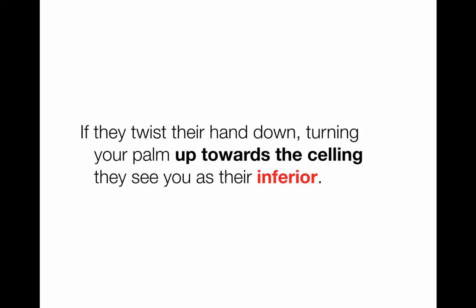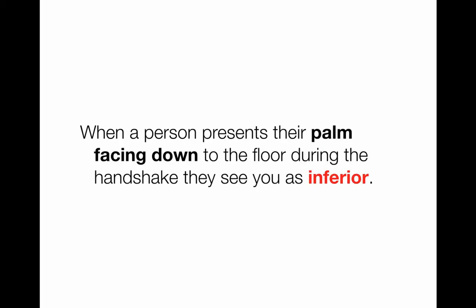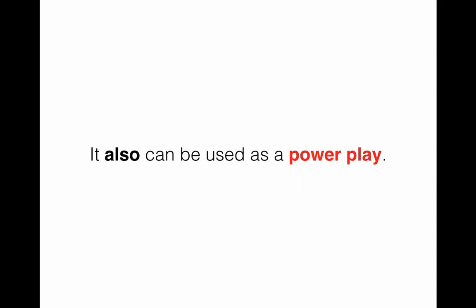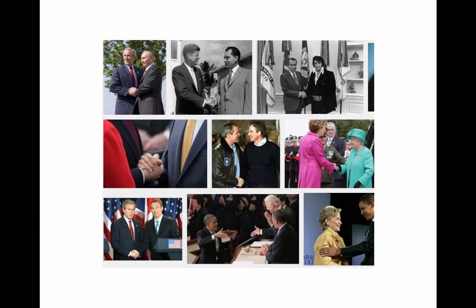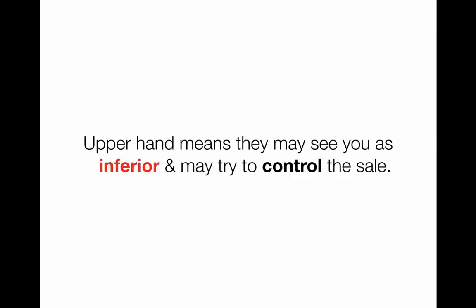If they twist their hand down, turning your palm up towards the ceiling, they're seeing you as their inferior. This is called getting the upper hand. When a person presents their palm facing down to the floor during the handshake, they see you as an inferior. It can also be used as a power play. To get upper hand, they can stand to your left, or they can reach way out with their palm facing down, forcing you to take the submissive role with palm up. It's used in politics a lot. Upper hand means they may see you as an inferior and try and control the sale.